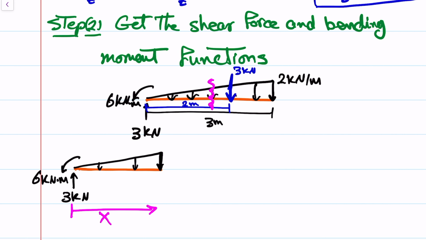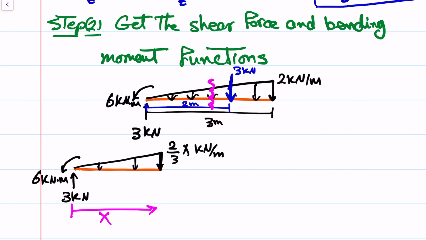So to calculate this, it is equal to 2 over 3 x kilonewton per meter. Okay, 2 over 3 x. In case of x equals 3, this will give you 2 kilonewton per meter, which is the original distributed load.